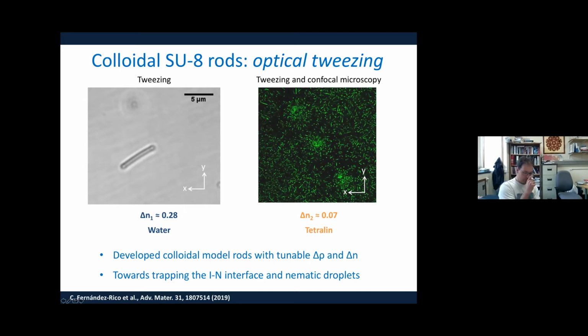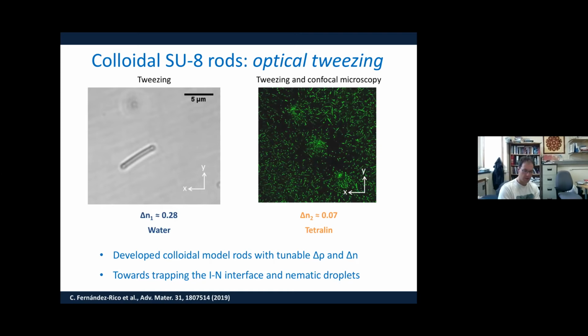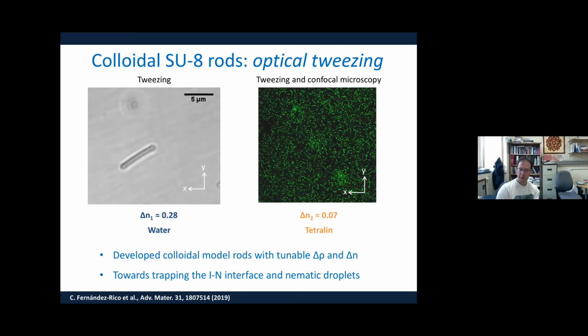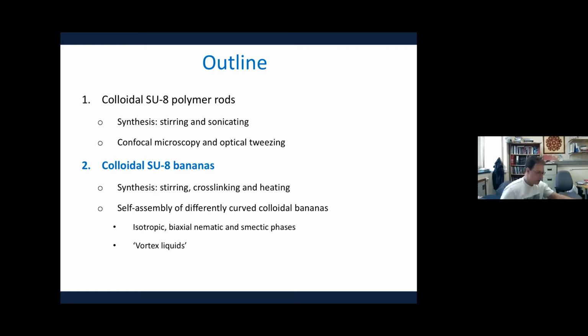It is important because everything that we learned about using confocal microscopy and optical tweezing for SU8 rods immediately applies to SU8 bananas. Once we had the bananas, we knew exactly what we needed to do to actually see them with a confocal. So this is why it's important to show it: we learned a lot about how to deal with SU8 systems. And other than that, it's of course our way into bananas. So that's the next part of my talk, and probably the main part. It's about these bananas.